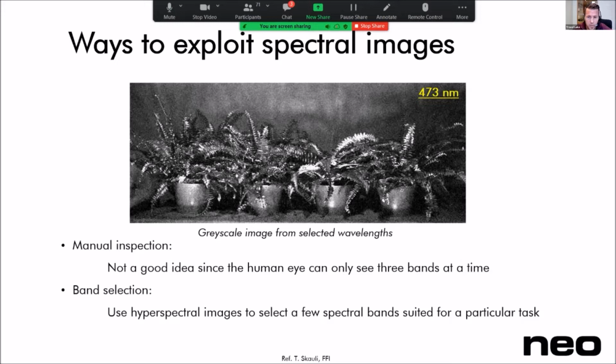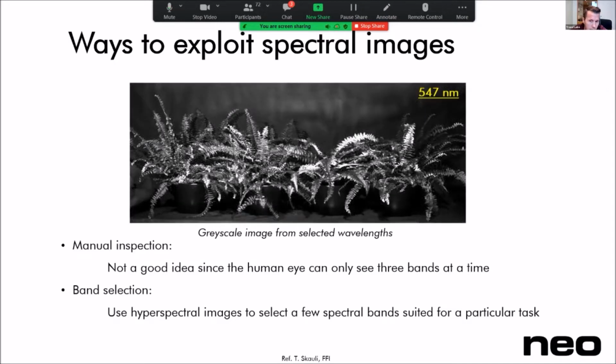So how can we exploit spectral imaging? Of course, you can do a manual inspection, but that's not very good because you cannot visualize 200 bands to the human eye. You can do a band selection, just looking at each band separately, like we're doing here. Here you're looking at the energy in 473 nanometers. Here you're looking at the energy in 547, that's the green band. And in the green band, all 4 plants look the same.